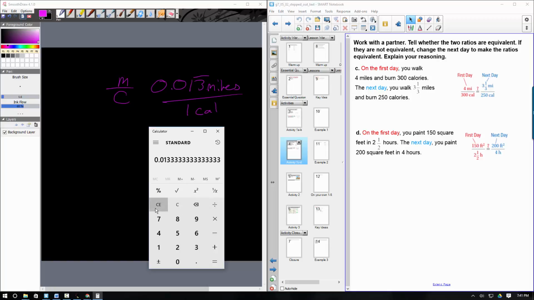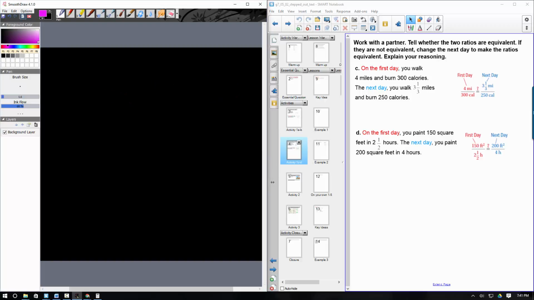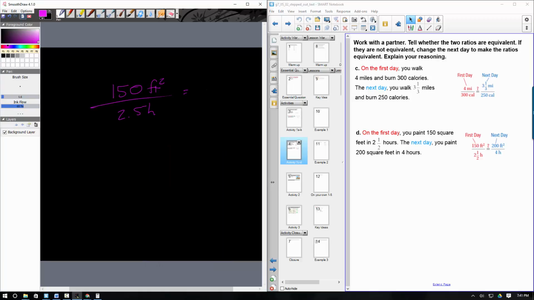For the next one, I'm going to have 150 feet over 2.5 hours. So you notice I'm just setting it up and dividing these things to see if I get the same numbers. And if I do, it's fair because the unit rate is the same. So I'll say 150 feet over 2.5 hours. Let's just do 150 divided by 2.5, and I get 60. So I get 60 feet for every 1 hour.